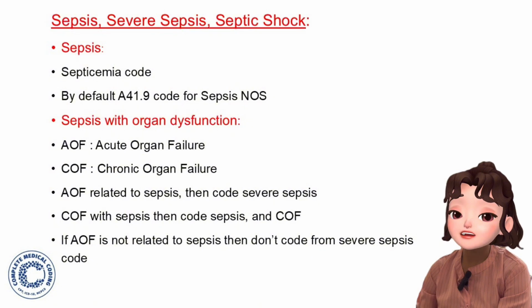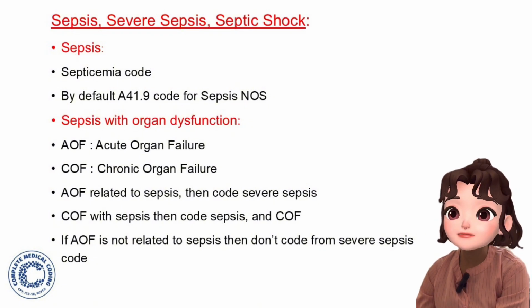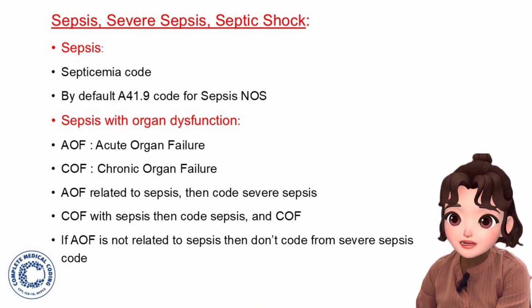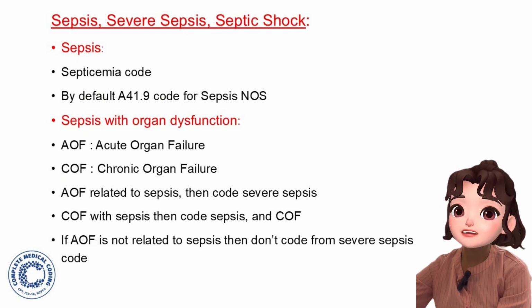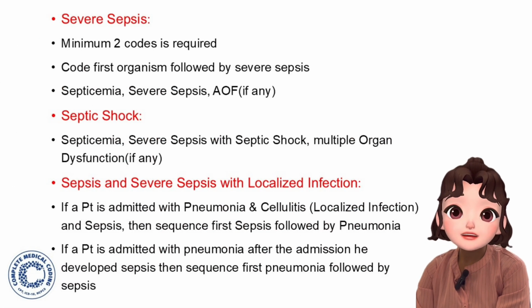Under severe sepsis, there should be an acute organ failure. So if there is no acute organ failure, don't code from severe sepsis. If the acute organ failure is not related to sepsis, then don't code from the severe sepsis code. Okay. Now what is severe sepsis?